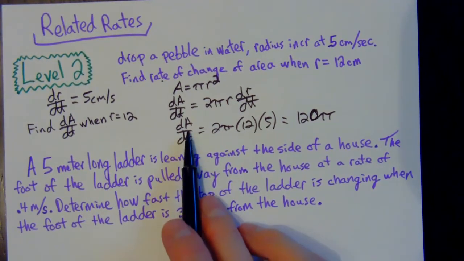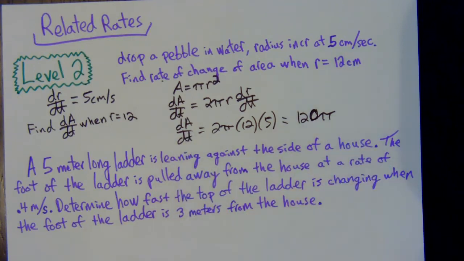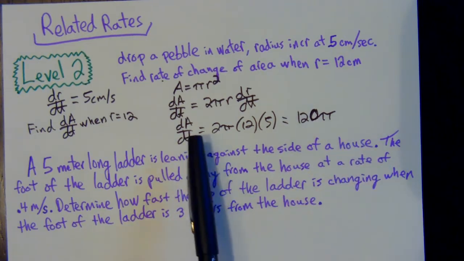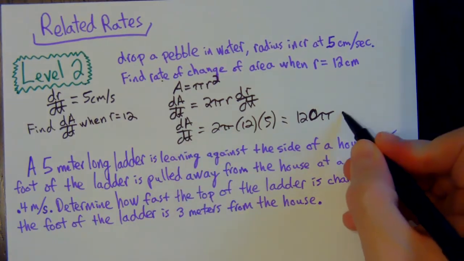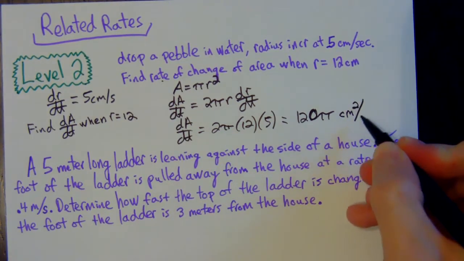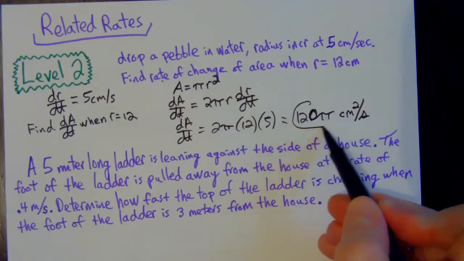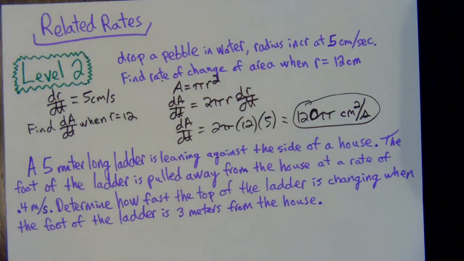And then it's how fast the area is changing. That's how you know. If it's how fast the radius is changing, it's going to be centimeters per second. How fast the area is changing, that's going to be square centimeters per second. And we're going to get exact answers on that.